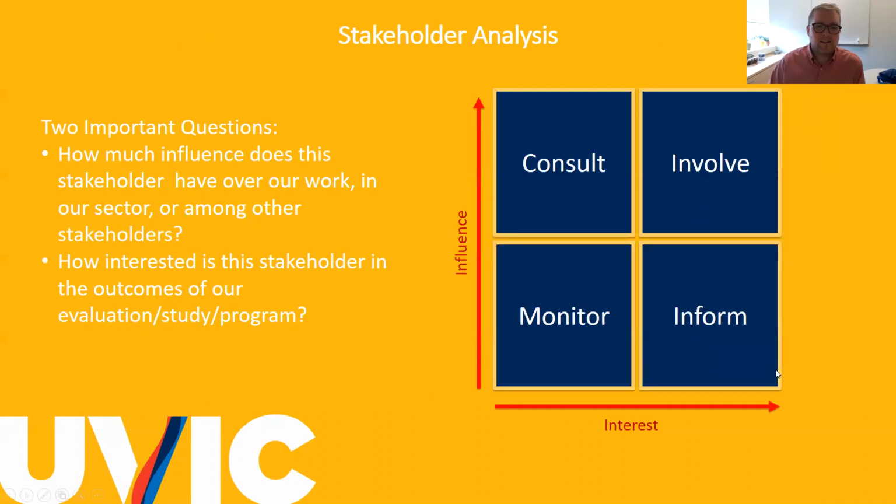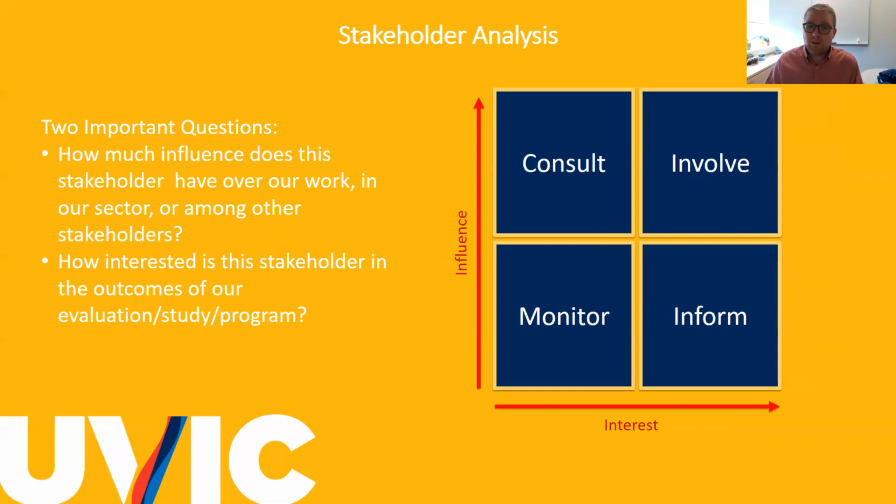Now, in stakeholder analysis, one of the most common frameworks is this classical 2x2 table that measures stakeholders based on how much influence they have over either your work, the sector, or your other stakeholder groups, and how much interest they have in your work. So you can think of an organization that doesn't have a lot of influence and doesn't have a lot of interest. You can monitor them and keep tabs. They can definitely be a stakeholder that you want to pay attention to, but that you're not necessarily going to incorporate in all of your decision making, or publish reports for, that sort of thing.